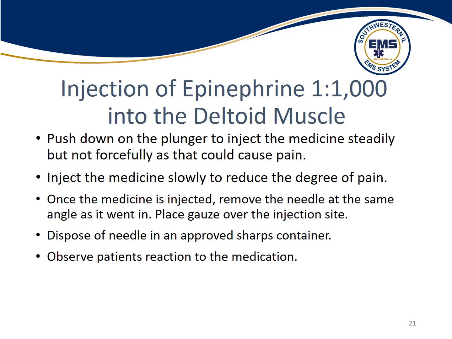Injection of epinephrine 1 to 1000 into the deltoid muscle. Push down on the plunger to inject the medicine steadily but not forcefully, as that could cause pain. Inject the medicine slowly to reduce the degree of pain. Once the medicine is injected, remove the needle at the same angle that it went in. Place gauze over the injection site. Dispose of the needle in an approved sharps container. Observe the patient's reaction to the medication.